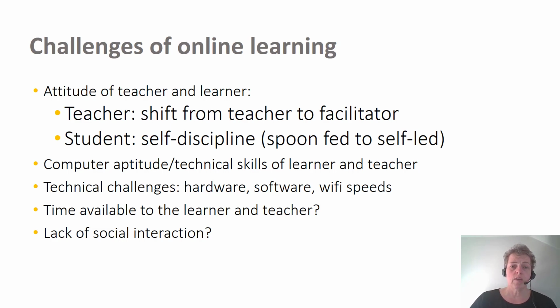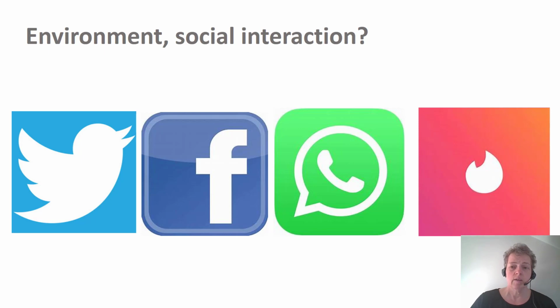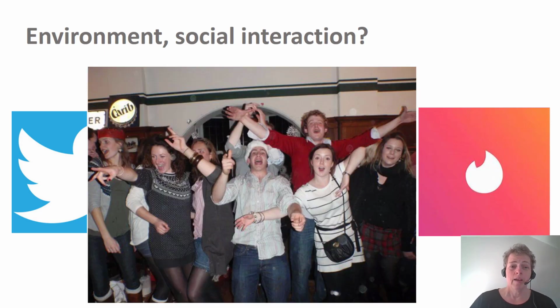Now, online learning has often been criticized that there's a lack of social interaction. But that's not only a challenge for learning, that's a societal challenge. And let's face it, the social interaction, a lot of that, especially for the younger generation, is already happening online. And online learning is just one component of that. I do like to believe they still seek face to face interaction, maybe via Tinder, but maybe not. And they can still go and have parties, and they can still do team sports and so on.